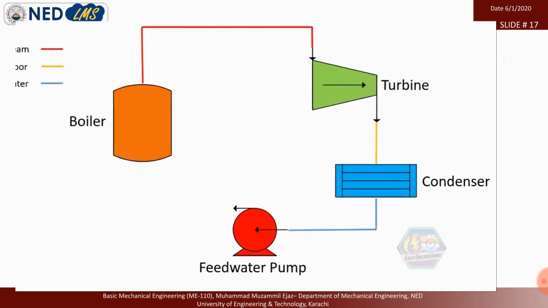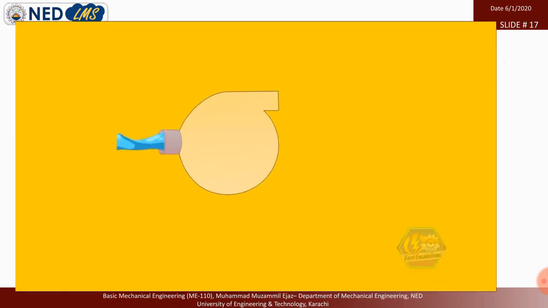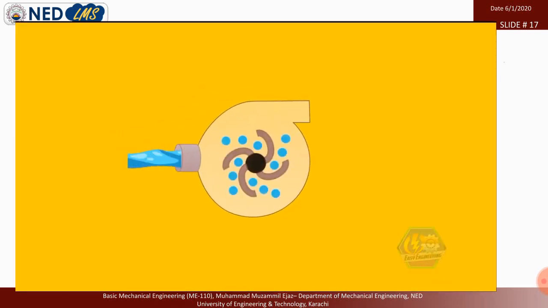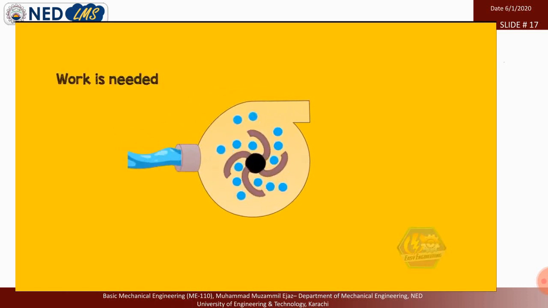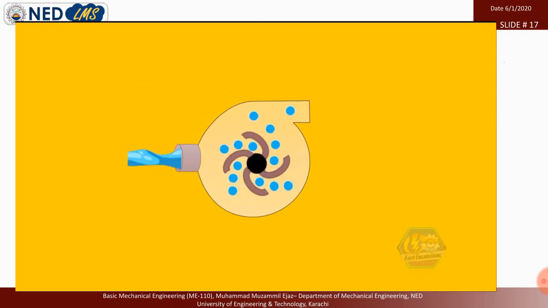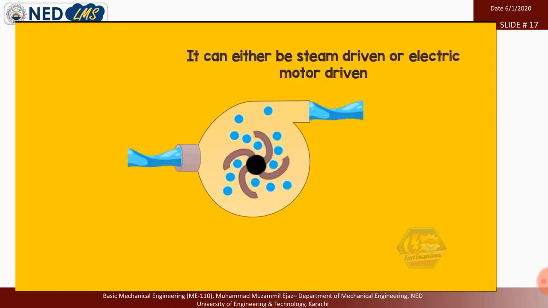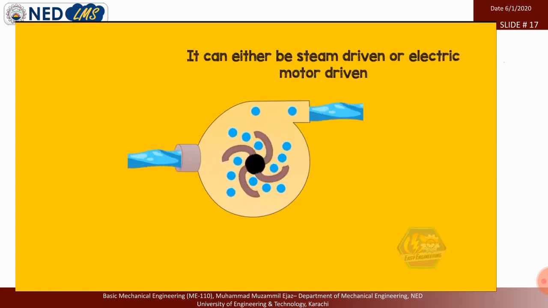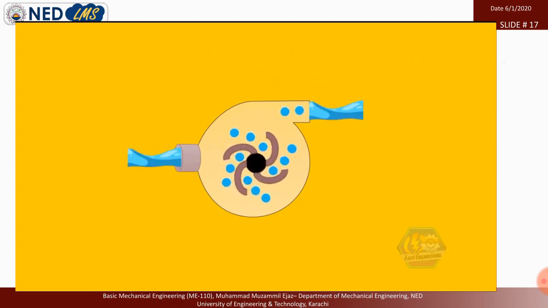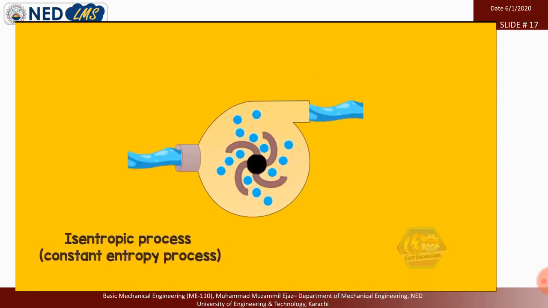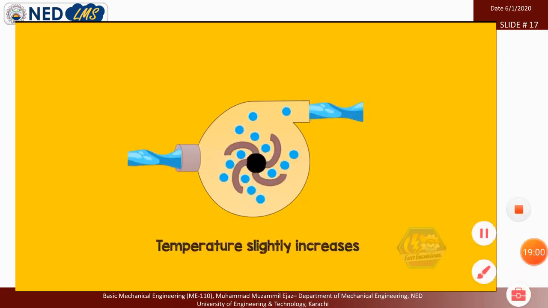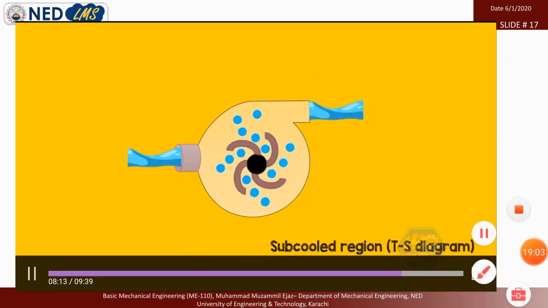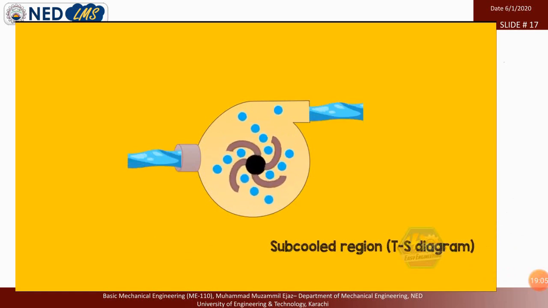The next process is process 4 to 1, pump. The pump's main purpose is to convey and introduce back the condensed steam to the boiler. Here, work is needed. That means work is negative. Some plants name this pump as the boiler feed pump, and it can be either steam-driven or electric motor-driven. Again, since this is a work-involved equipment, we assume that this is an isentropic process or constant entropy process. The temperature slightly increases, and the fluid is in a subcooled region in the TS diagram.